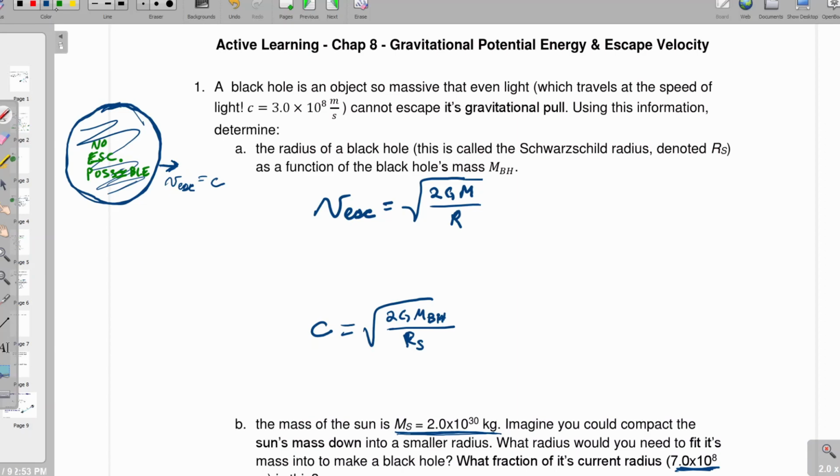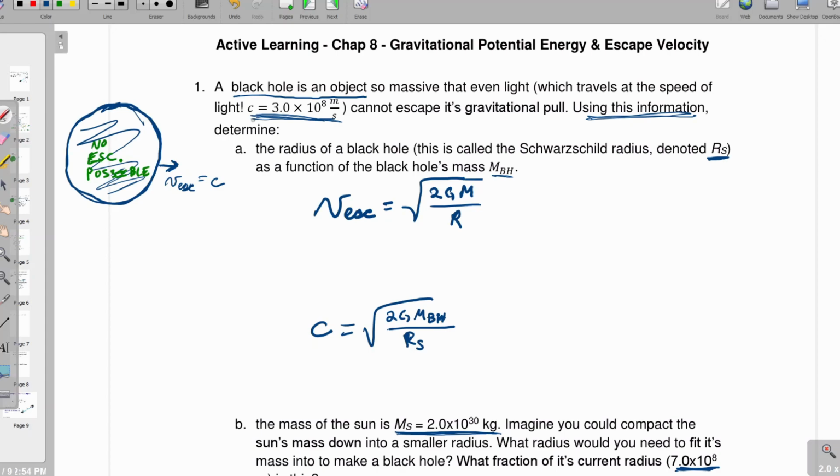All right, let's talk our way through one of my favorite active learning exercises. This is a problem about a black hole. A black hole is an object so massive that even light cannot escape its gravitational pull. Using this information, you can determine the radius of a black hole, which is also called the Schwarzschild radius, after Karl Schwarzschild, the first guy who figured this thing out. That radius will be a function of the black hole's mass, M_BH.